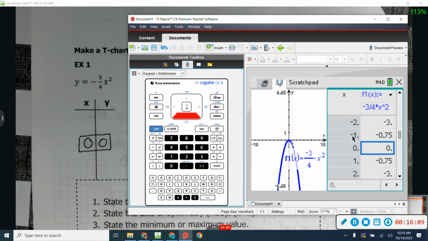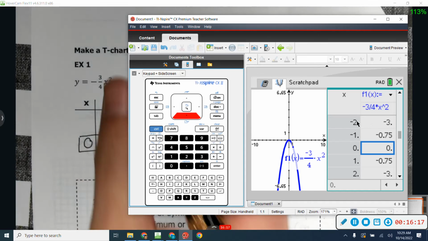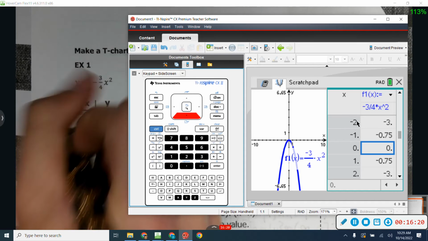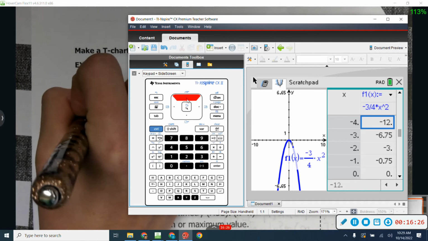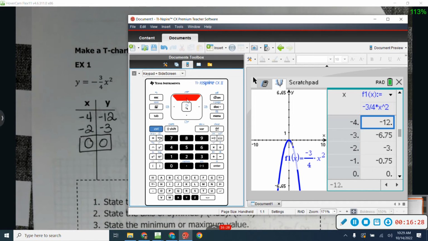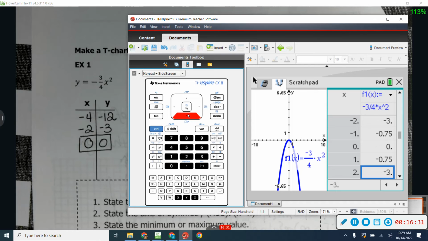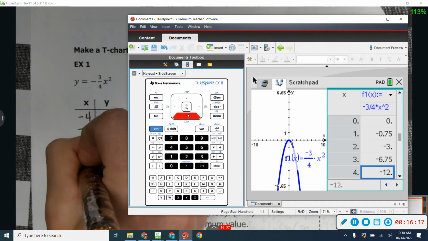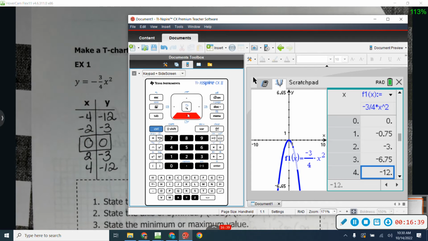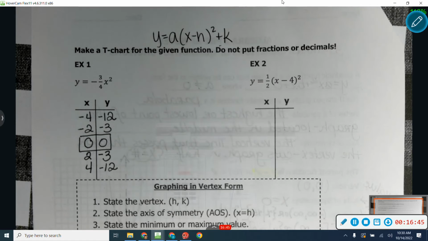Now, this -1, -0.75, am I going to use that? No. I'm going to skip and only do whole numbers in my table. So I'm going to skip to -2, -3. And then I'm going to skip to -4, -12. Then I'm going to go in the opposite direction. +2, -3. And +4, -12. Y'all good with that? Okay.